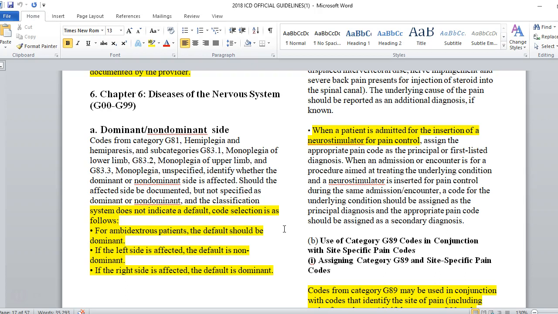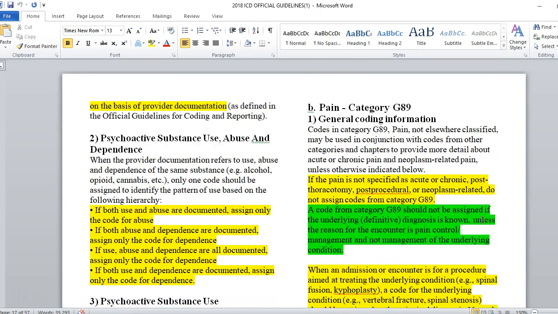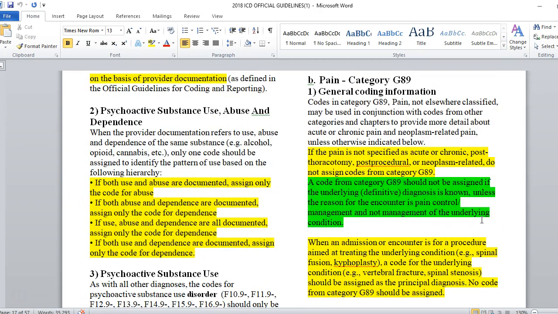For ambidextrous patients, patients who can write with both hands, the default is dominant. If the left side is affected, the default is non-dominant. If the right side is affected, the default is dominant. Again, this is only if it is not documented and we cannot get the information from the provider. We always want to try to figure out this information before we code it. Okay, so keep that in mind as we're going through. So that's our first set.